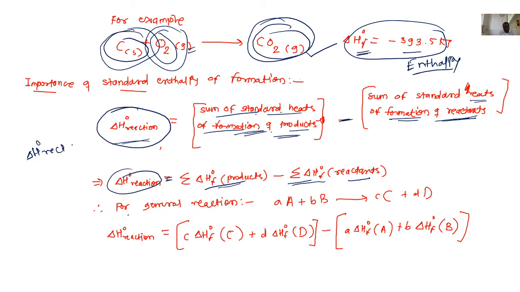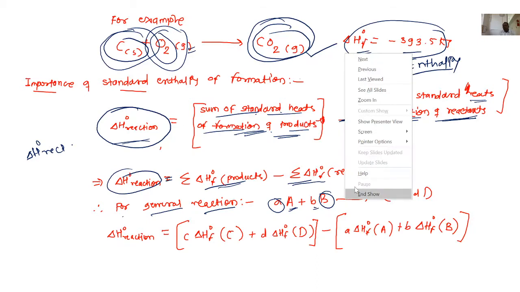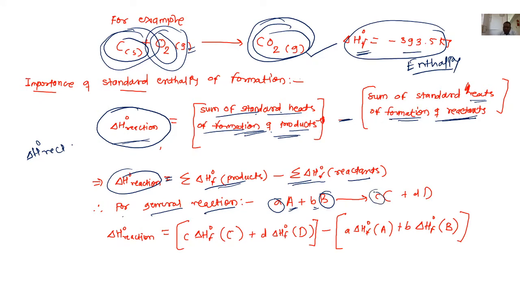Consider the general reaction: small a moles of A plus small b moles of B react to form small c moles of C plus small d moles of D. Therefore, delta H0 of the reaction is equal to c times delta HF0 of C plus d times delta HF0 of D. These are the products.